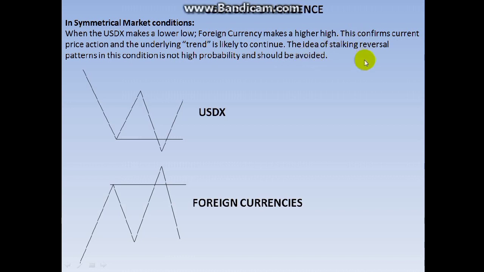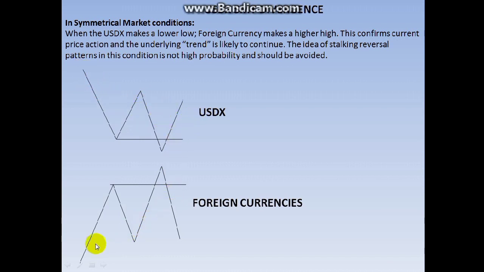What do we mean by that? What do we mean by when the market is in a symmetrical market condition? This crude graphic example we are seeing right here is a crude depiction of the dollar index and foreign currencies. The one above is the dollar index. In other words, we have a market that is trading lower on the dollar index.